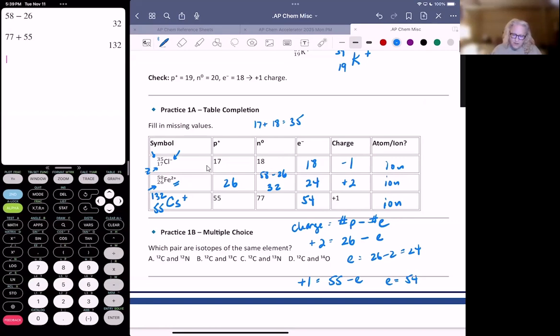If you answered letter B, you're correct. Remember, isotopes are the same atoms with different mass numbers.